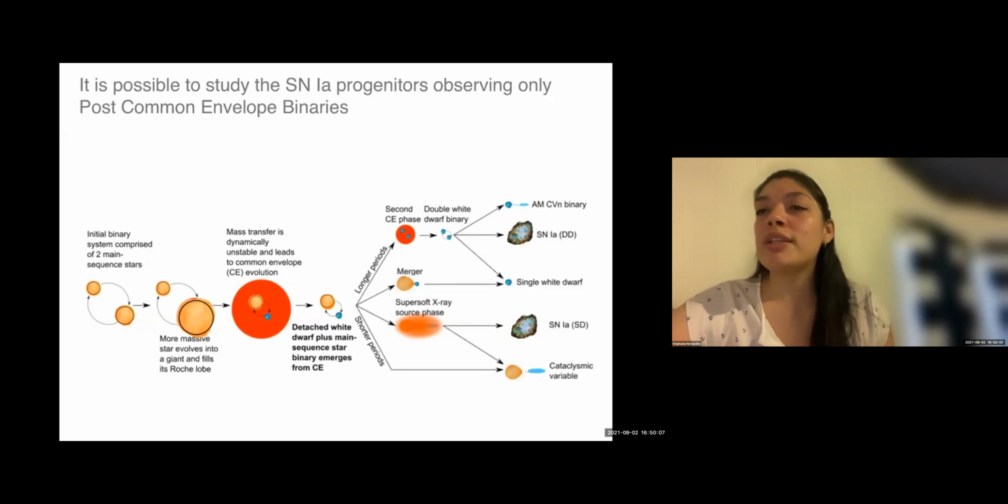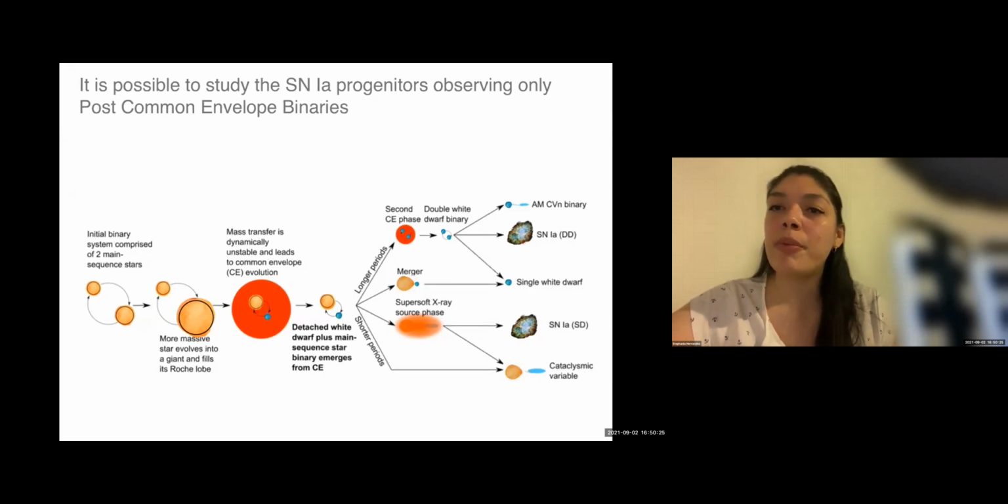We can show binaries evolving into stellar mergers, supersoft sources, probably Type Ia supernova explosions, or cataclysmic variables. In this survey, we dedicate our study to the post-common envelope binaries with spectral types A, F, G, and K secondaries. These binaries are quite difficult to detect because the secondary star completely outshines the white dwarf in the optical.